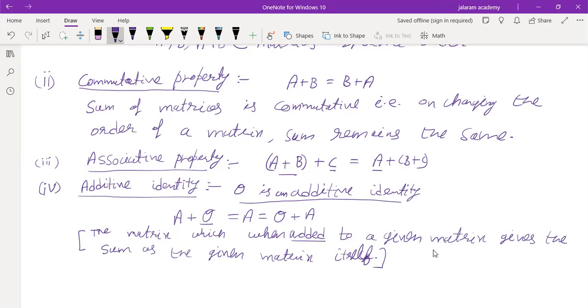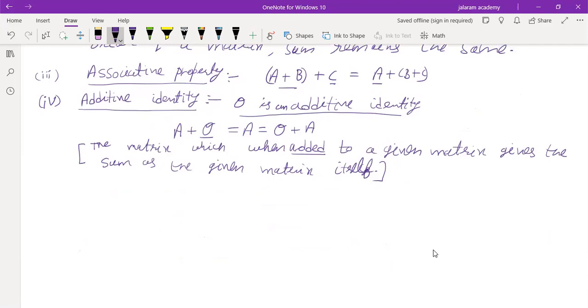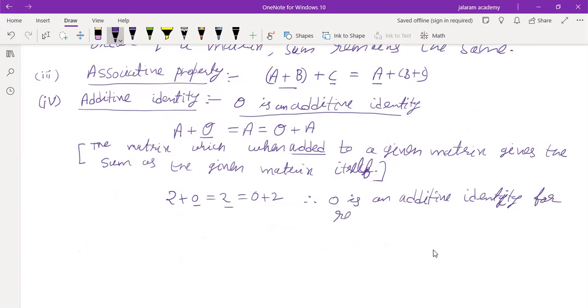So for example, in real numbers also additive identity exists. If we add 0 to 2, what do we get? 2. And if we add 2 to 0, it again gives 2. So 0 is an additive identity. But this is not for matrices. This is for real numbers. Is that clear to you?